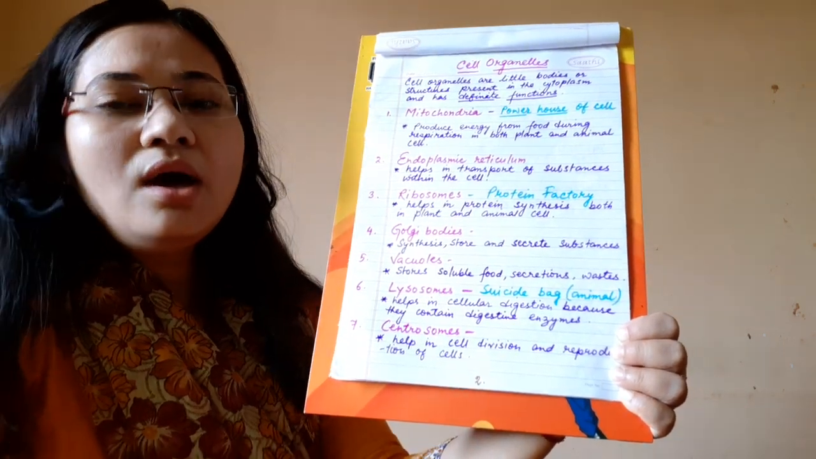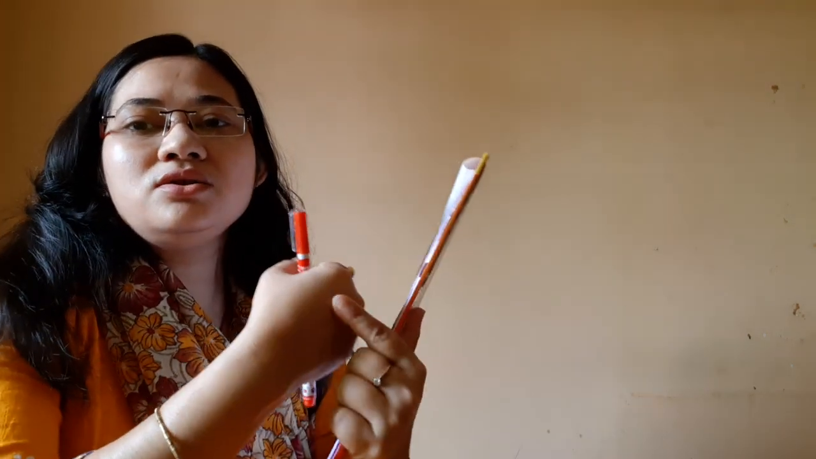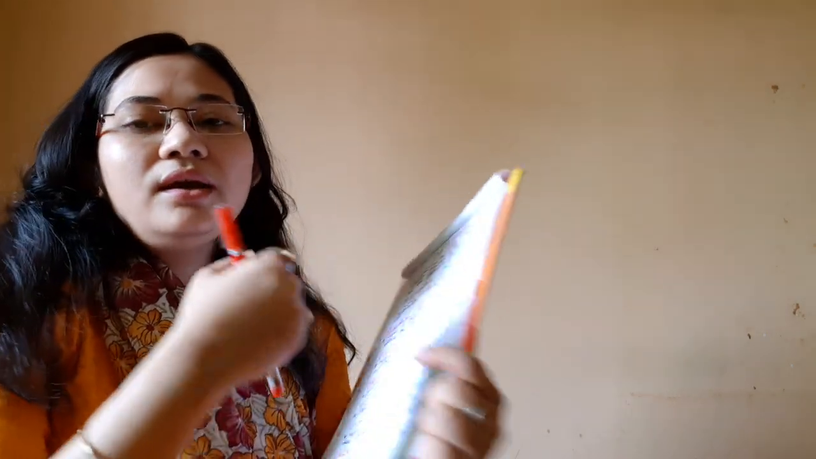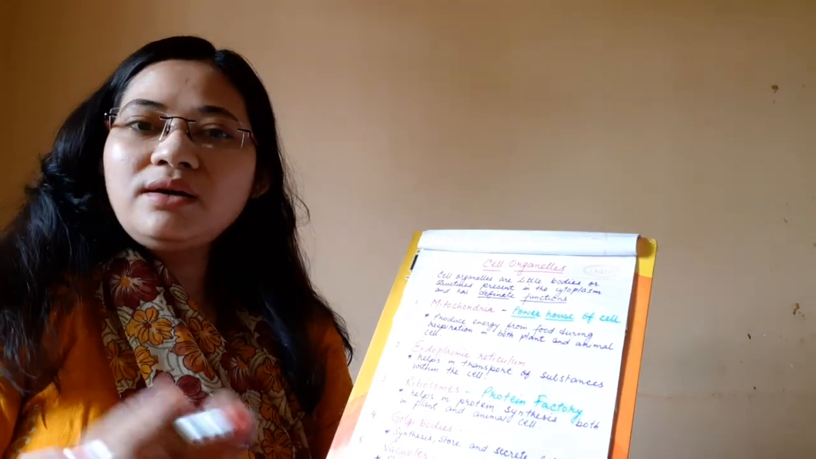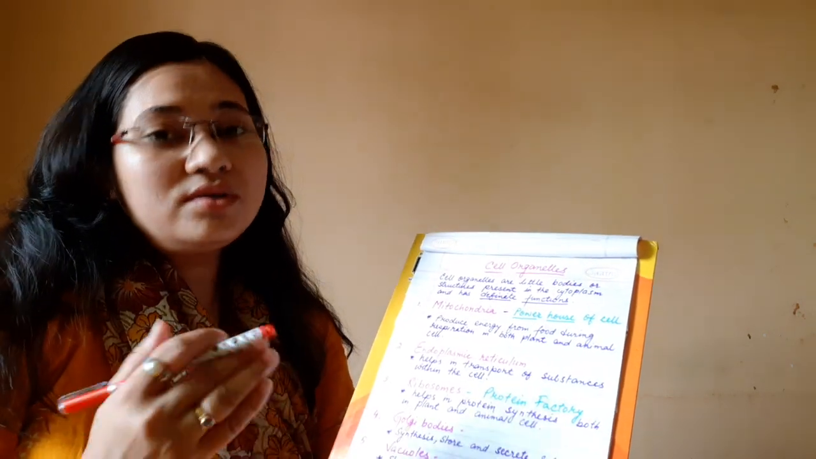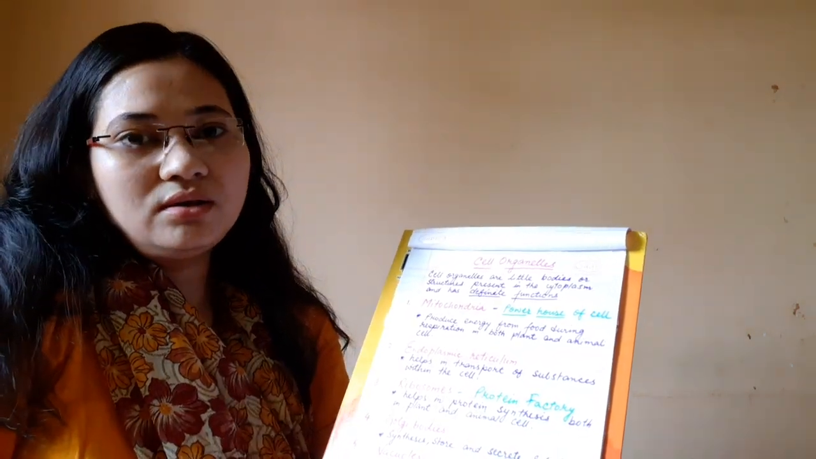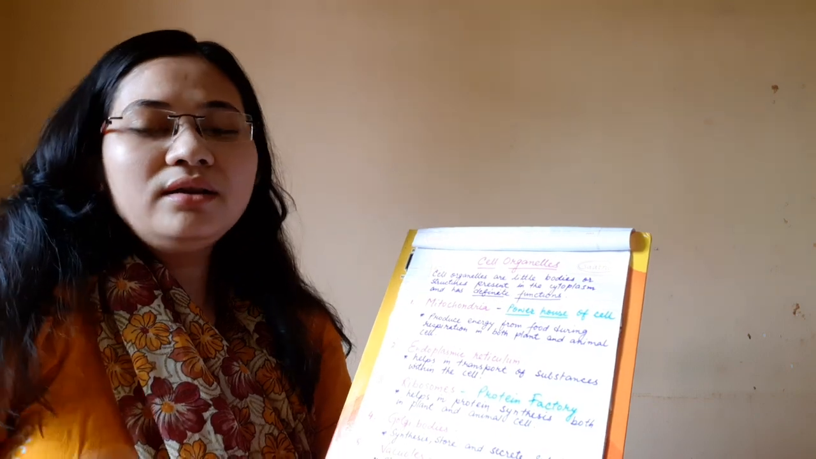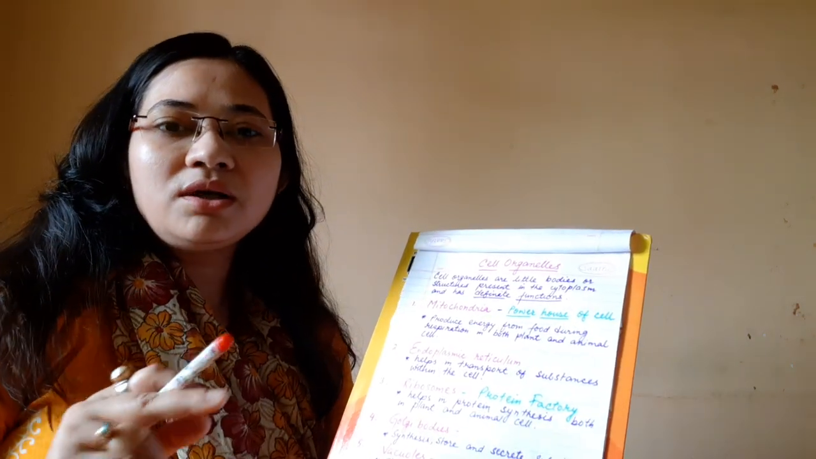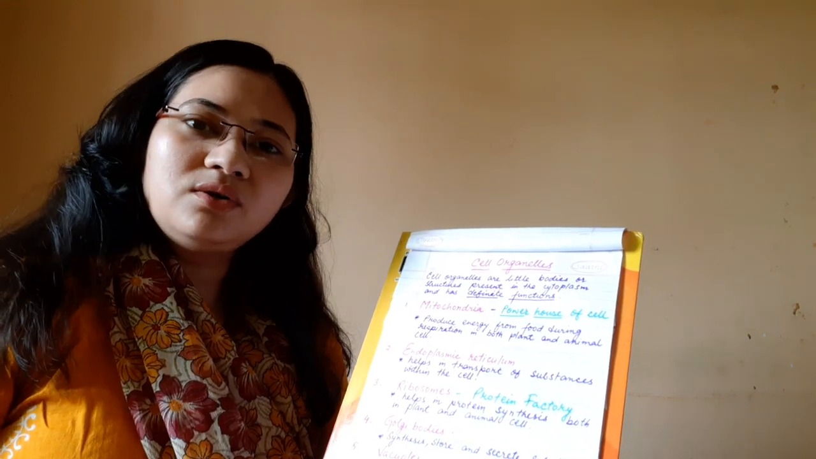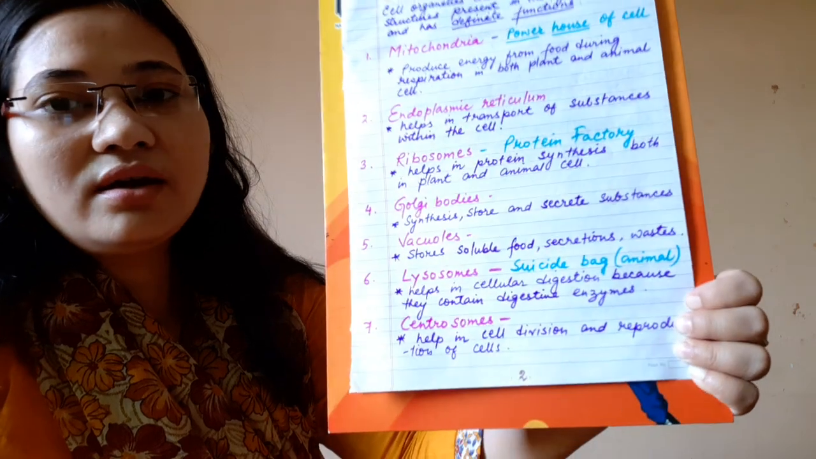But sometimes when the cell is totally damaged, like when we have injury in different parts of our body, suppose the cells are totally damaged, then lysosomes are released and they digest the whole cell and make some space for new cells to emerge. That is why they are called suicide bags. That means they can digest their own cell. If lysosomes are present in a particular cell, they can digest that particular cell also when the cell is damaged. So they are called suicide bags.